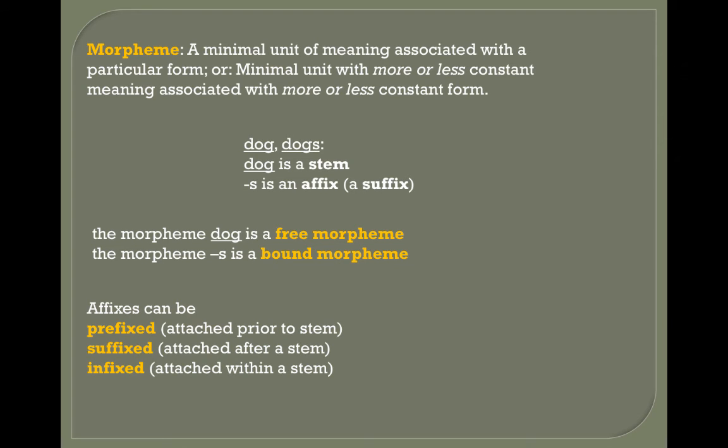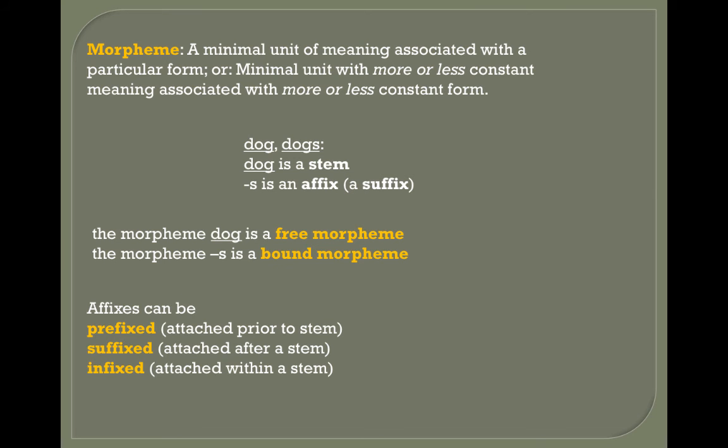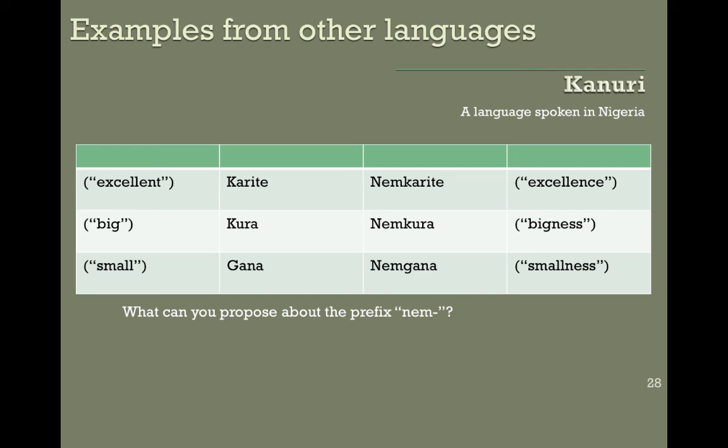And affixes can be either at the beginning of the word, at the end of a word, or in the middle of the word. And as you're seeing here, we have prefix and suffix affixes in English, but we don't have very many infixed ones. Let's work through some examples from other languages.